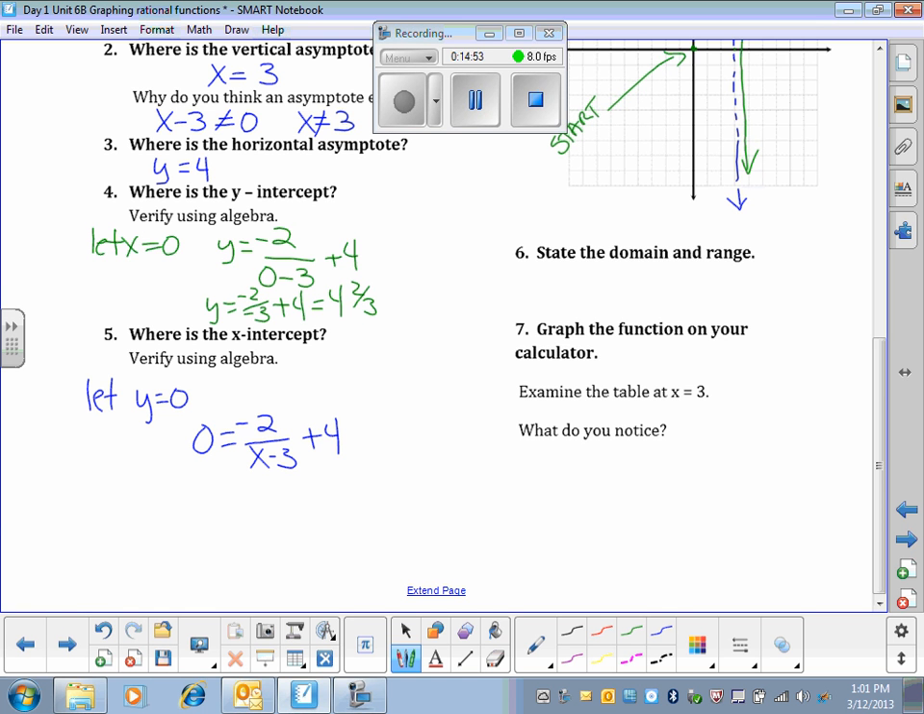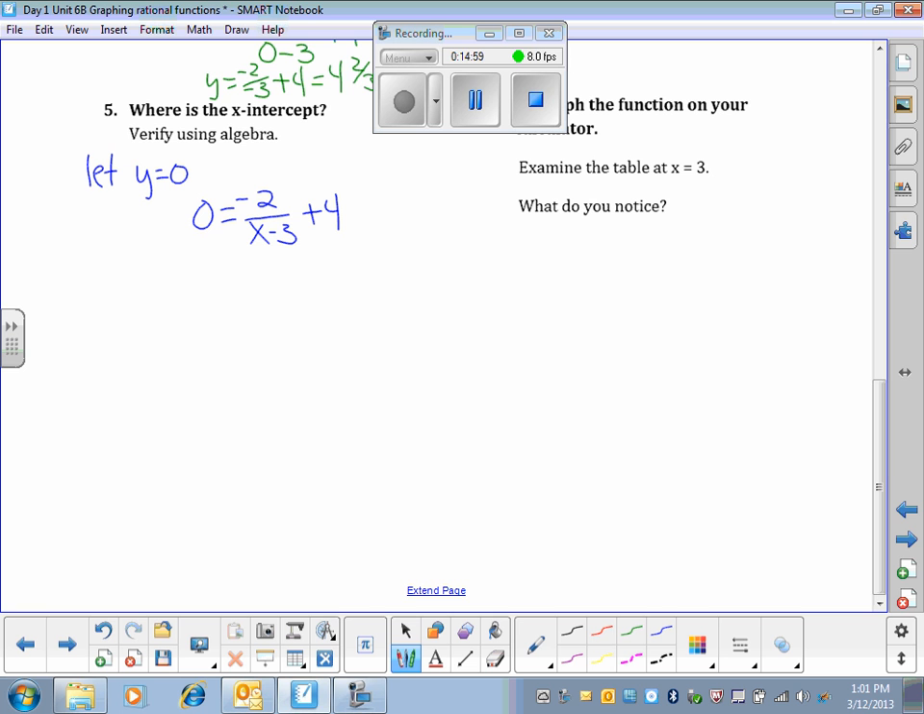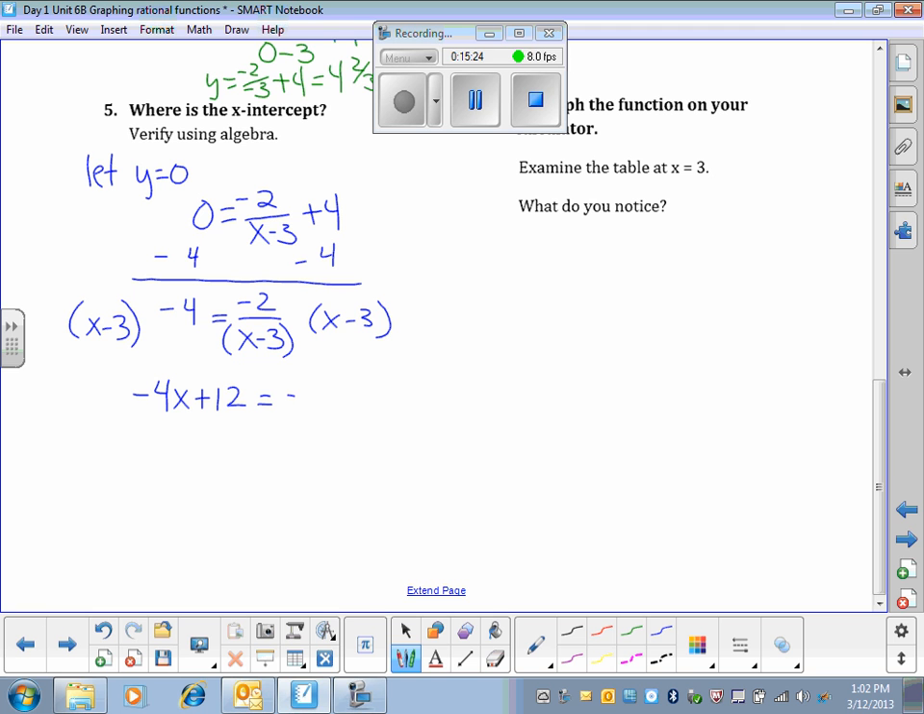Now, this one's a little harder, right, to find x now. The algebra is a little harder. So, let's do that. We're going to subtract 4. So you get negative 4 equals negative 2 over x minus 3. Okay, then you're going to multiply by x minus 3 on both sides. So you get negative 4x plus 12 equals negative 2.